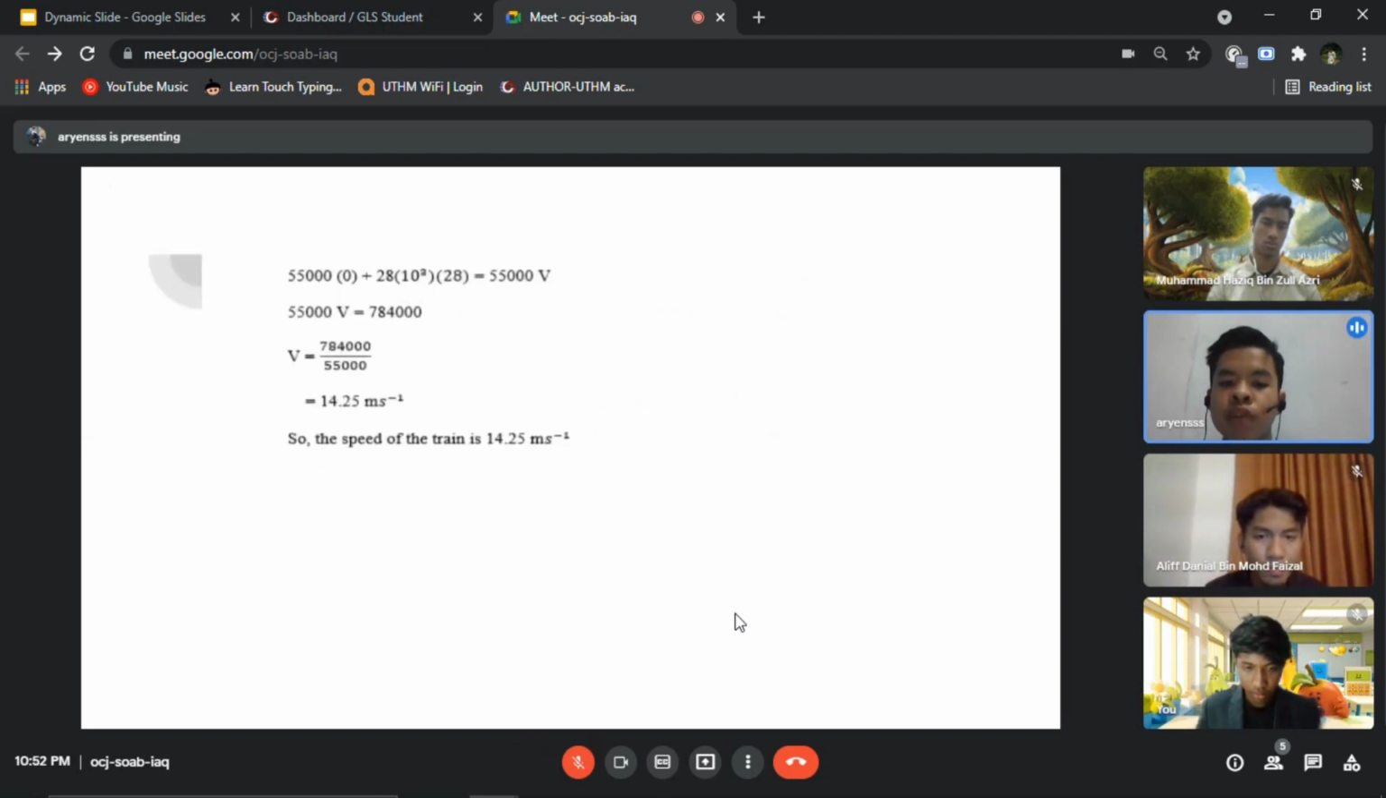So we put the values into the formula and we get v equal to 14.25 meter per second. So the speed of the train is 14.25 meter per second.